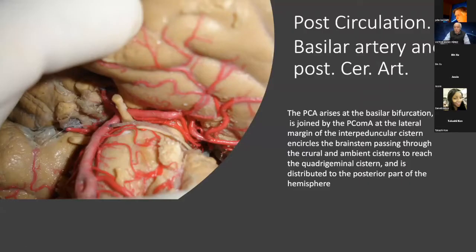Okay. The posterior cerebral artery arises at the basilar bifurcation, is joined by the posterior communicating artery at the lateral margin of the interpeduncular cistern, encircles the brain stem, passing through the crural and anterior part of the ambient cistern to reach the quadrigeminal cistern, and is distributed to the posterior part of the hemisphere.